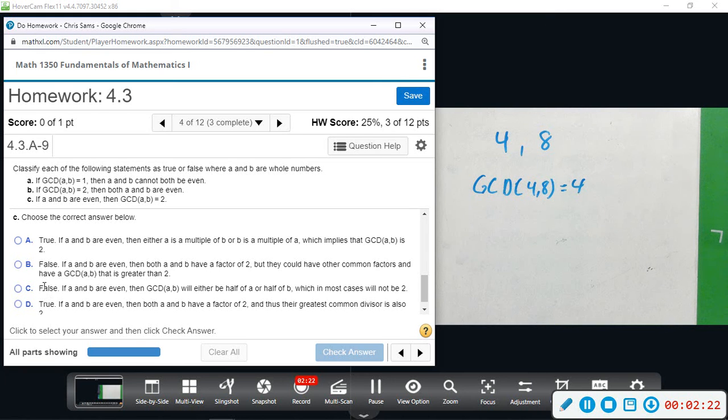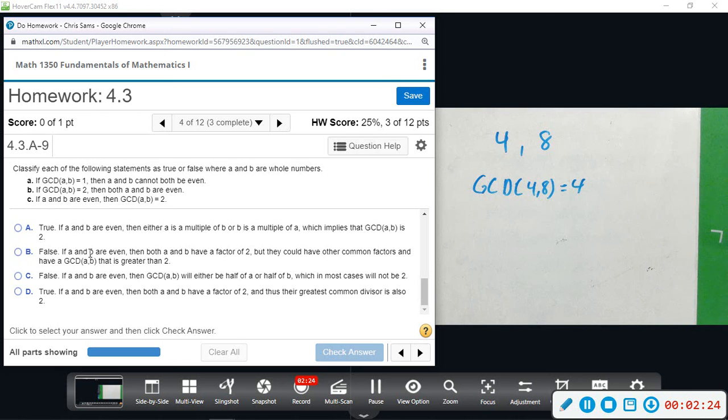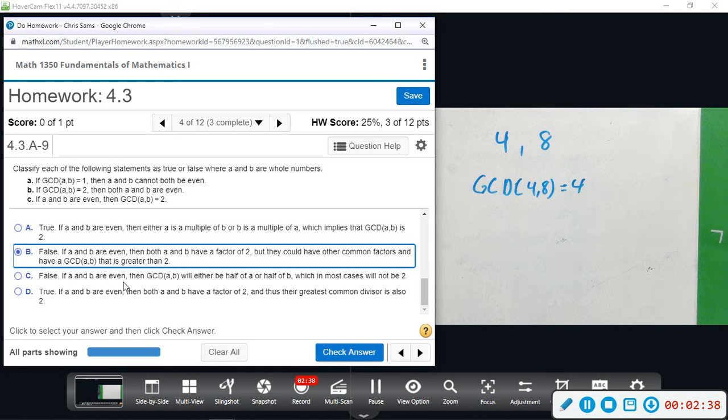So we have B and C that say false. B says if A and B are even, then both A and B have a factor of 2, yes, but they could have other common factors that are greater than 2. That sounds great. C, if A and B are even, greatest common divisor of A and B will be half of A or half of B, which in most cases will not be 2. Not sure, that doesn't sound right, so B.